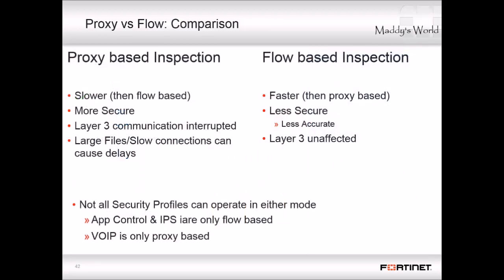Just to compare the two methods of inspection side by side, you can see the pros and cons of using either one. Best practices say that you should always go for better security, which means proxy-based inspection is the better way to go. Flow-based inspection is there if you run into difficulties, but you have to remember that it is not as secure or accurate. Finally, not all of the security profiles can be switched back and forth between flow and proxy-based inspection. For example, application control and intrusion protection are only flow-based inspection, whereas a voice over IP profile is something that can only be done with a proxy.